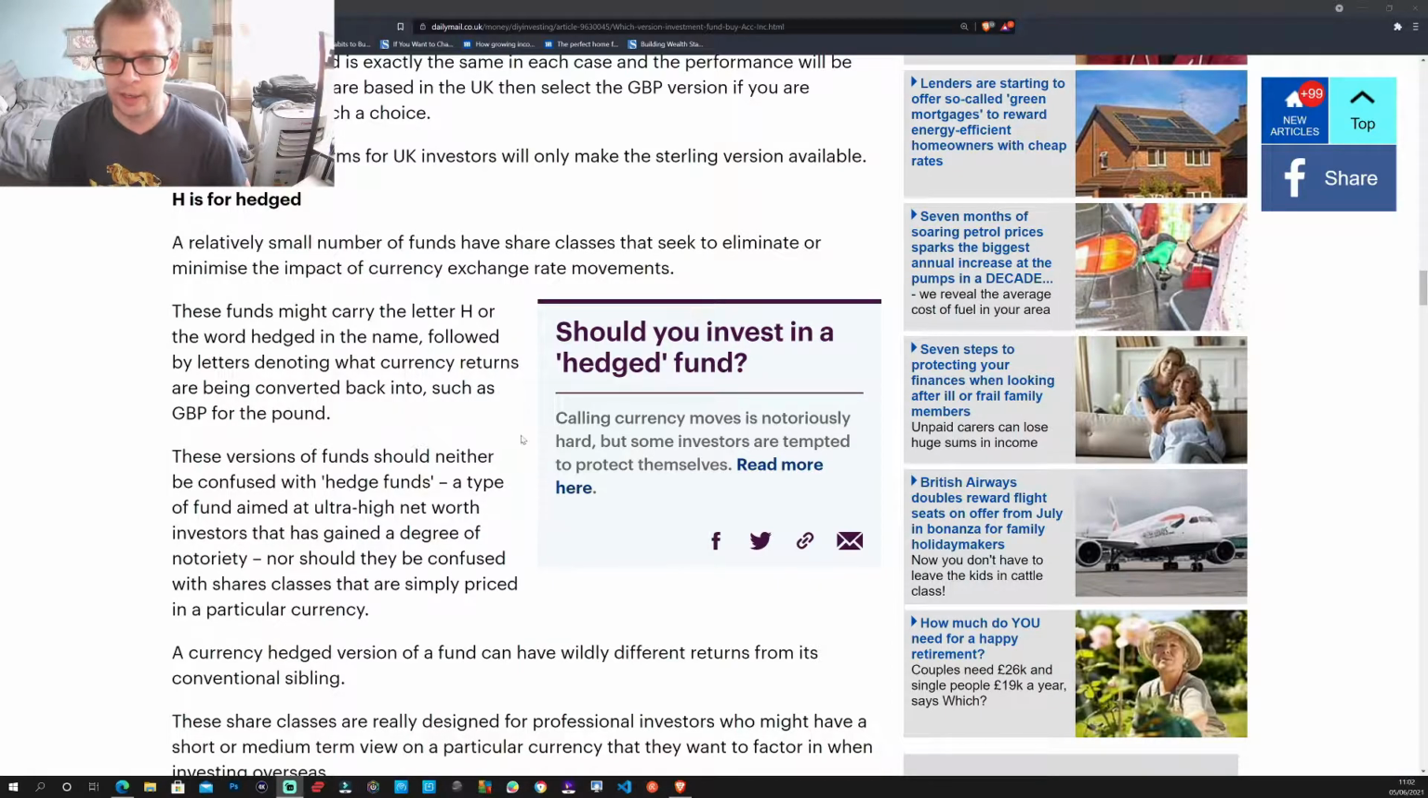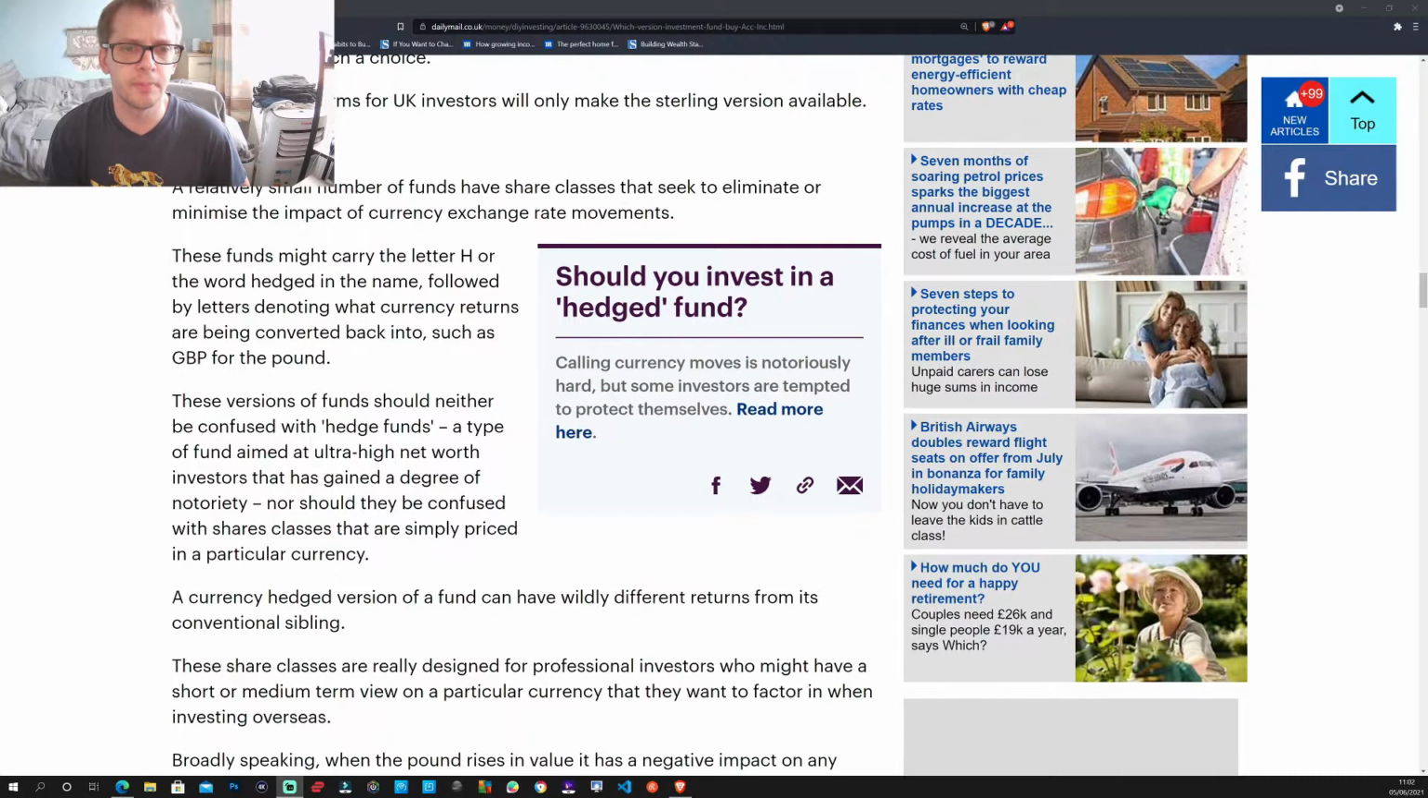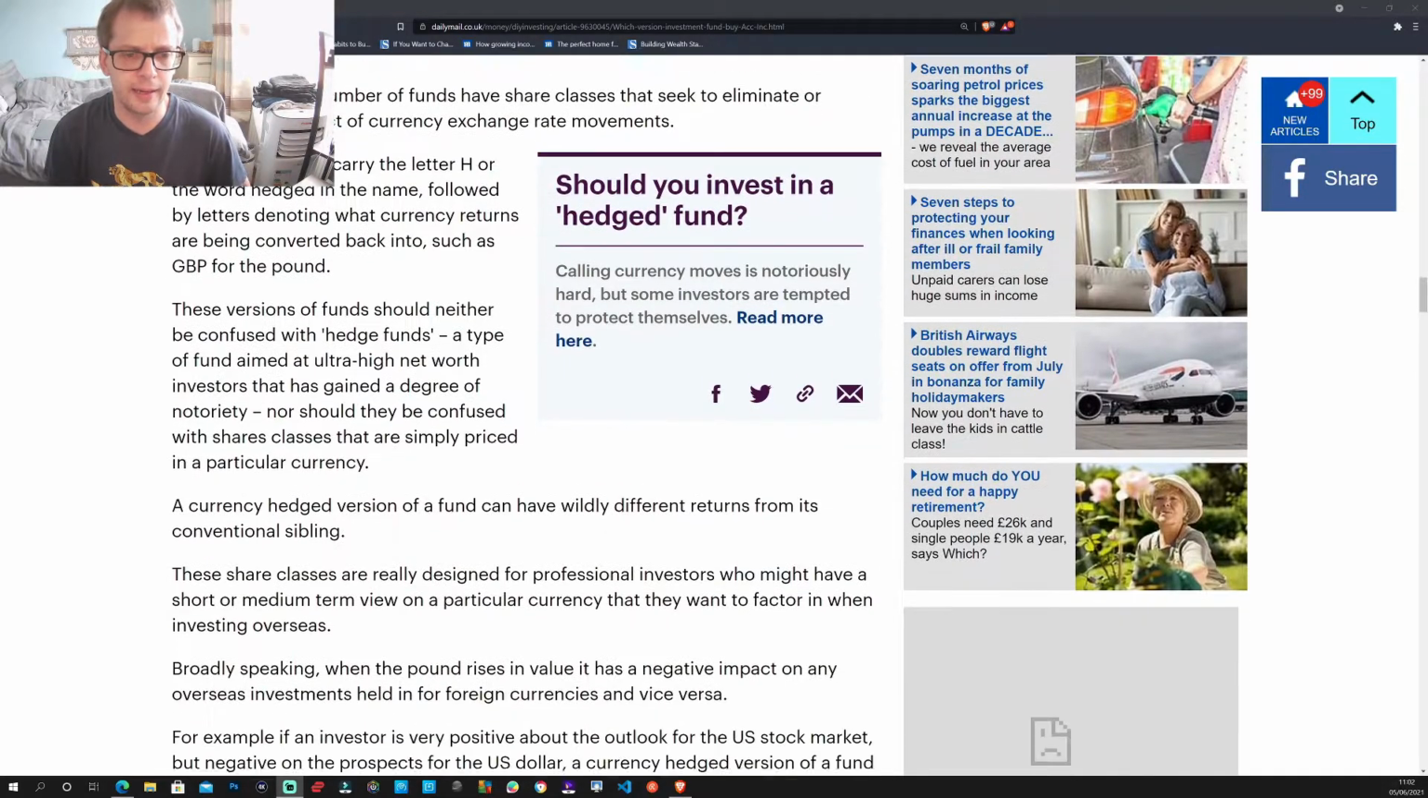Should you invest in a hedge fund? Calling currency moves is notoriously hard, but some investors are tempted to protect themselves. A relatively small number of funds have share classes that seek to eliminate or minimize the risk of currency exchange rate moves. These funds might carry the letter H or the word hedged in the name, followed by the letters denoting what currency returns are being converted back into, such as British pounds.